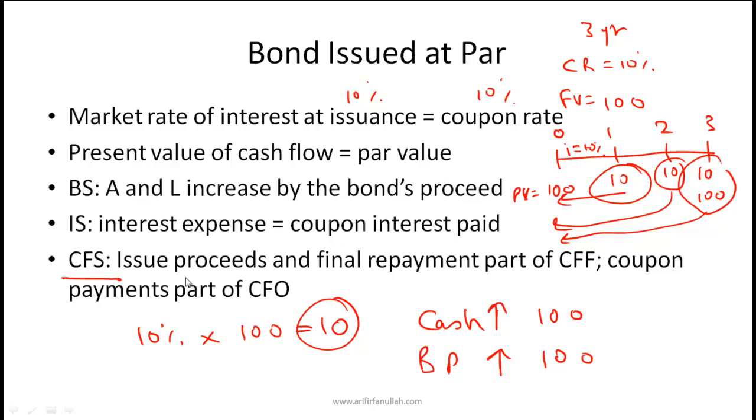On the cash flow statement, the issue proceeds and final repayment are shown as cash flow from financing, and coupon payments are typically shown as part of the CFO.